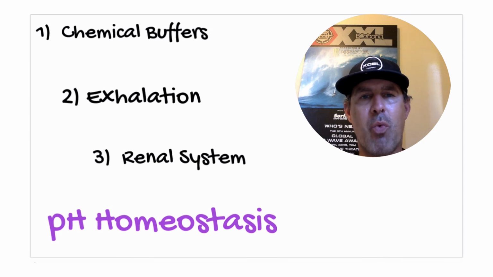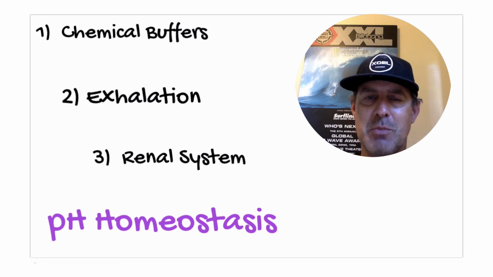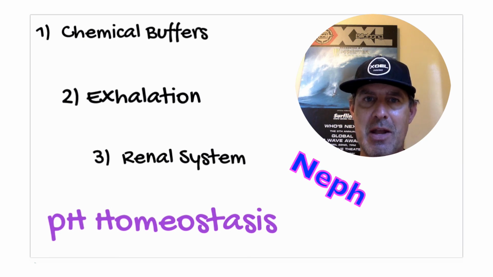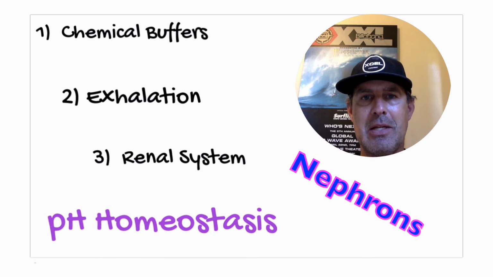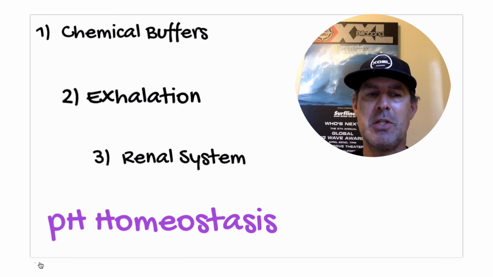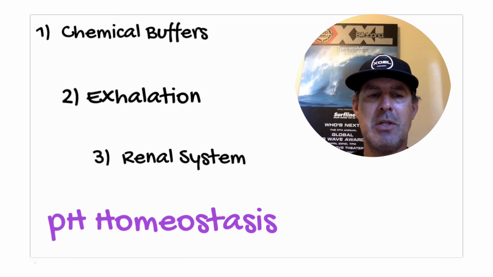But there is one way in the body that we can actually directly get rid of the hydrogen ion, and that's the renal system, specifically the kidneys and the nephrons within the kidneys that directly get rid of the hydrogen ion. That's pH homeostasis, significantly important in the body, and we will return to this many times in subsequent videos.